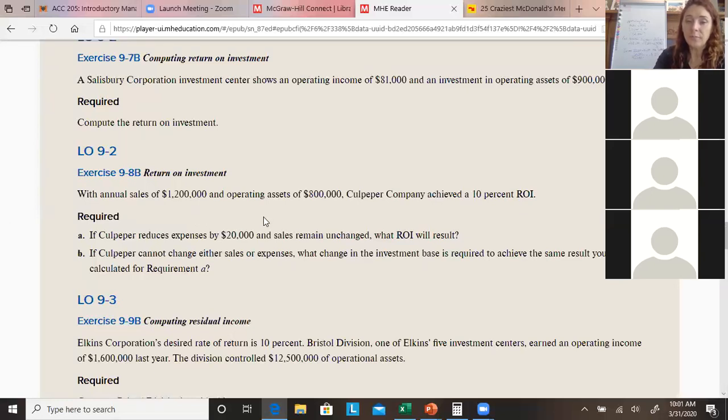So you know your assets, you know your sales. Figure out what your operating income is if you have a 10% ROI. And then either do what Abigail did or do the more complicated version of what I did. And if your expenses are reduced, how is your ROI going to change? So let me give you a few minutes on that and then we will talk about it. But the first step is to figure out what your operating income is given sales and ROI.